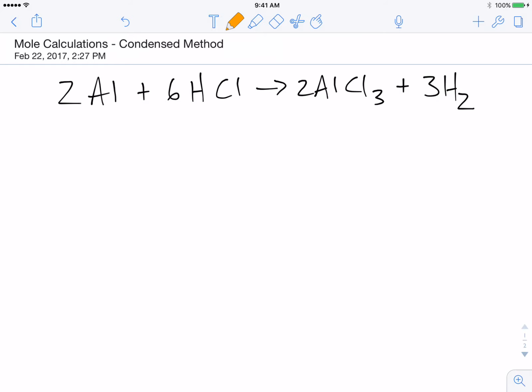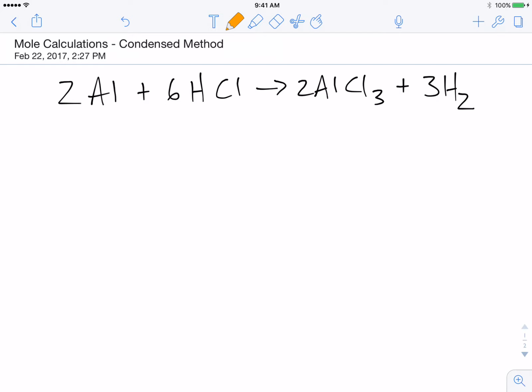Hey everybody, this is Mr. Mott. We're going to go over how to do some of these more complicated stoichiometry problems involving the moles and grams. The method is going to look a little bit shorter. However, it's the same amount of work, but visually it can be a little bit easier for everyone to follow.